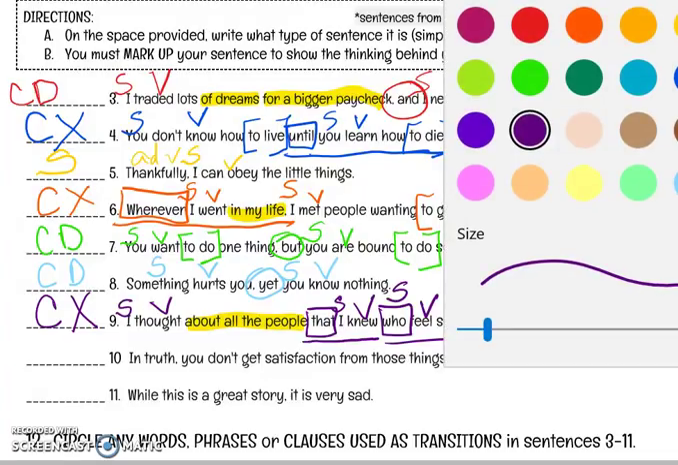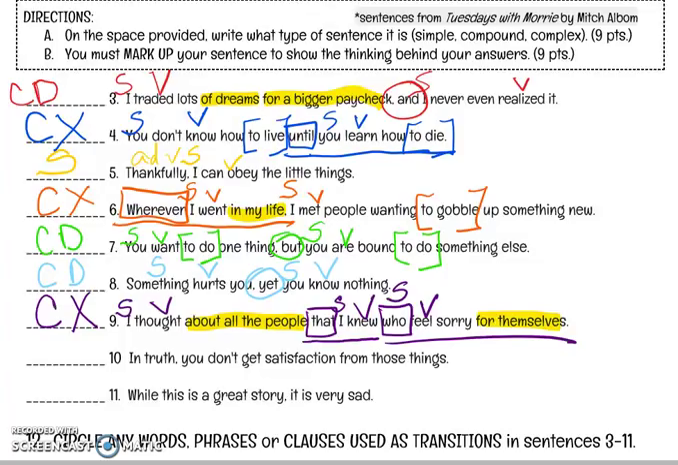Okay, number 10. In truth, you don't get satisfaction from those things. So from those things is a prep phrase. In truth is a prep phrase. So I'm going to look for a comma fanboy, and I don't see one. And I don't see a subordinating conjunction. So let's see, what's my subject? You. What do? You get or don't get. And so this is a simple sentence.